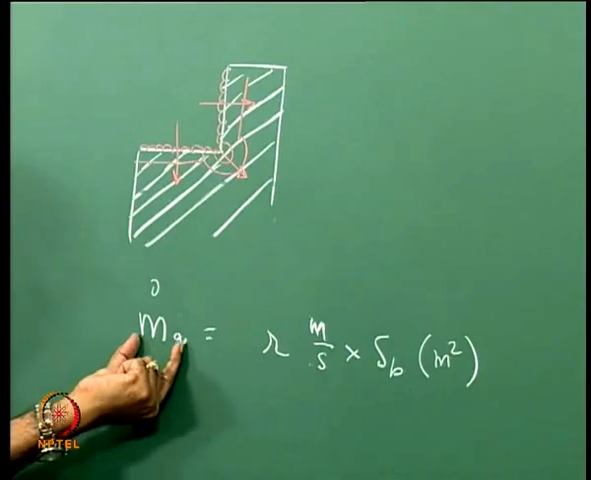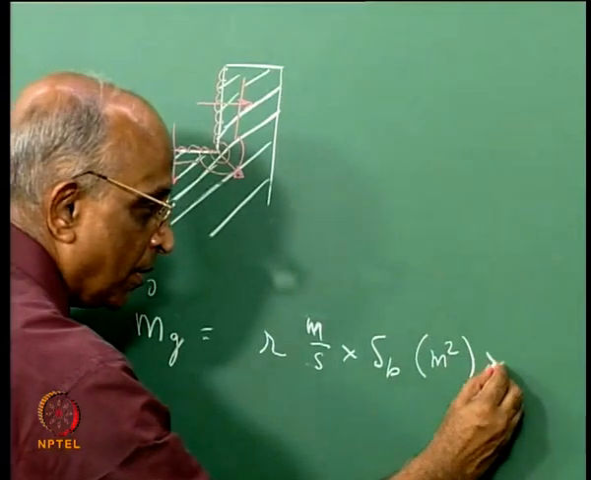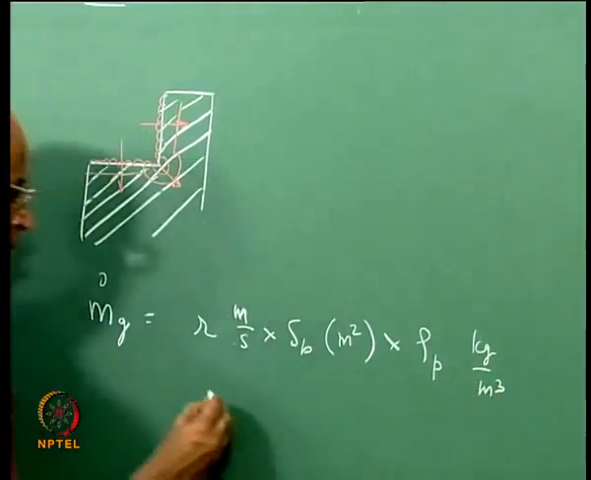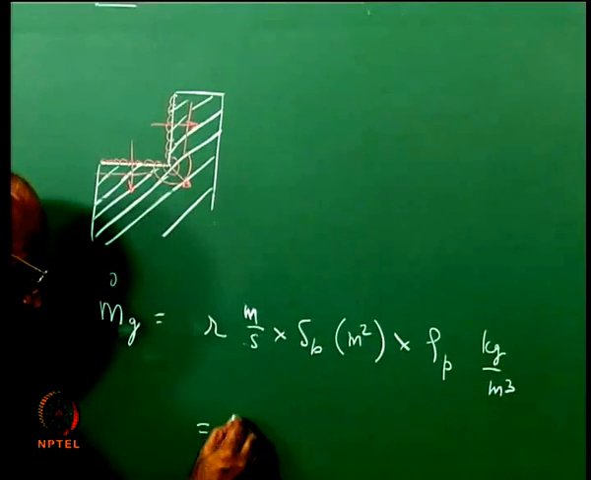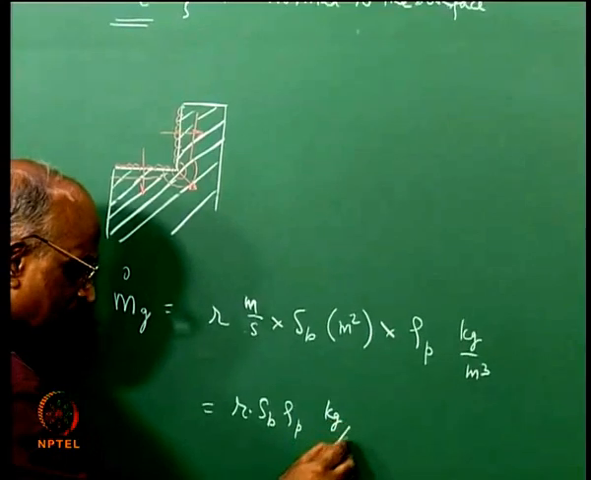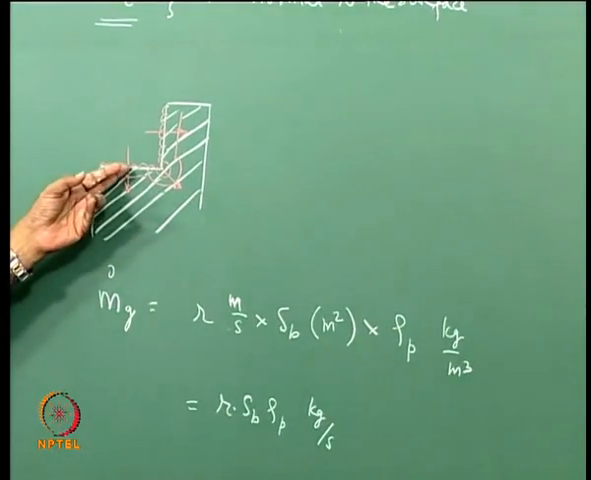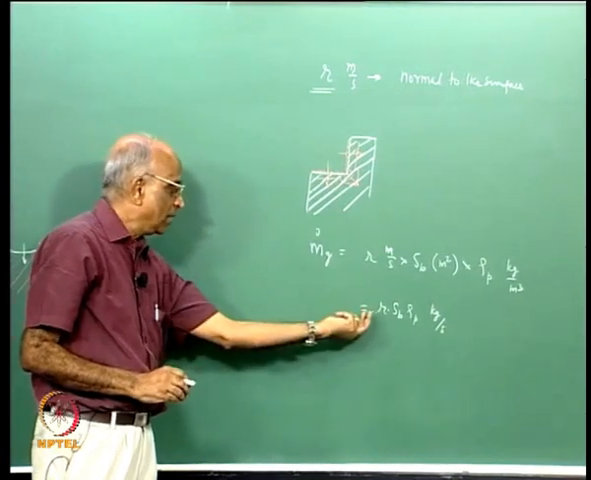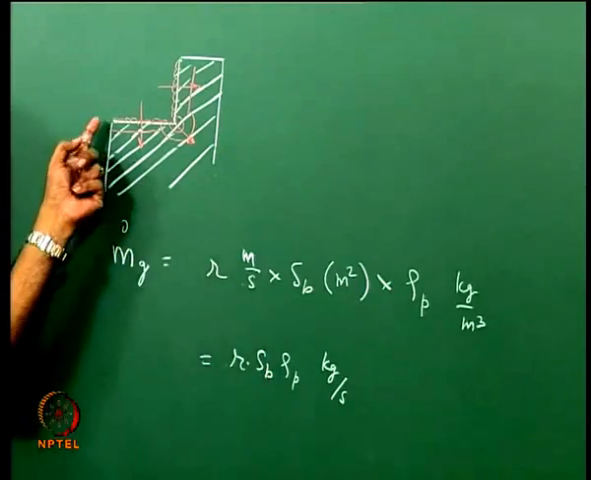In other words, the volume rate at which the regression takes place, and then I multiply it by the density of the propellant, which is so much kilogram per meter cube. Meter cube gets cancelled, I get m_g is equal to R into the burning surface area into rho_p, so much kilograms per second. Therefore, the rate at which mass gets generated from a surface can be written in terms of the linear or regression burn rate, the burn rate in terms of a linear dimension, into the burning surface area.